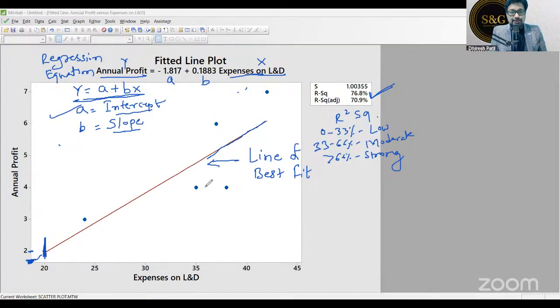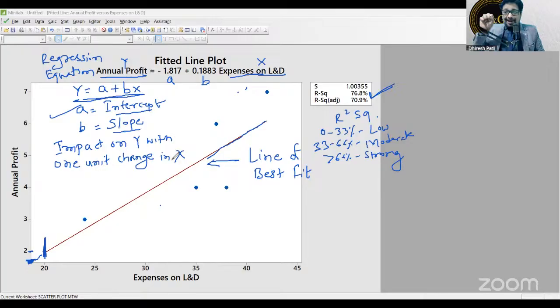So how do you define slope? You can write down the definition. Impact on y with 1 unit change in x. If I change 1 unit of x, how much impact on average is it creating on my y? That is called the slope. So right now the slope number is 0.1883. What does it mean?